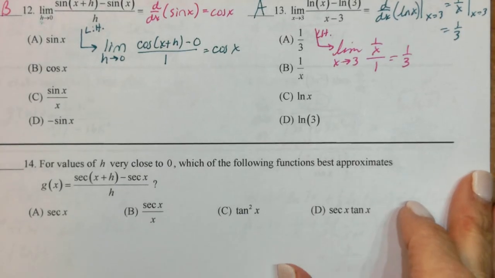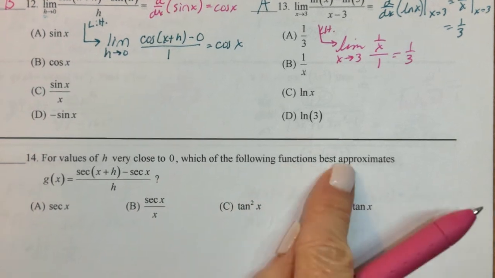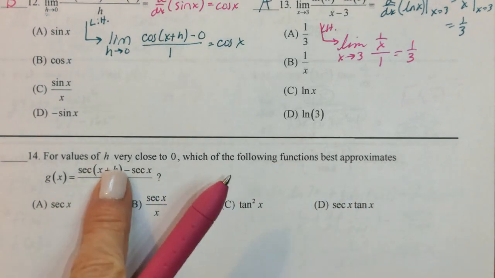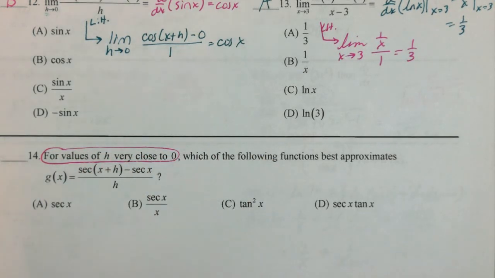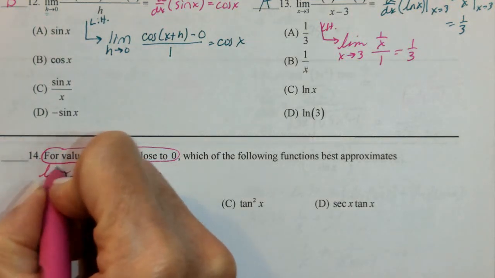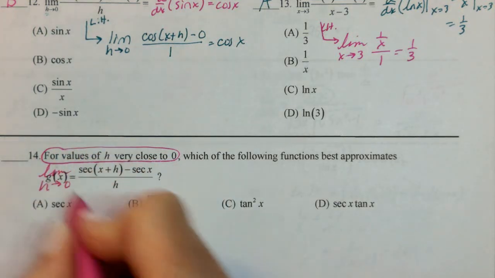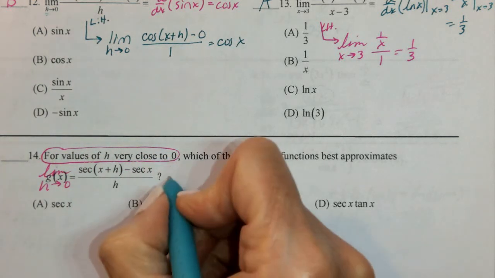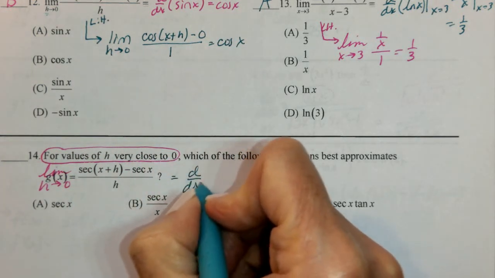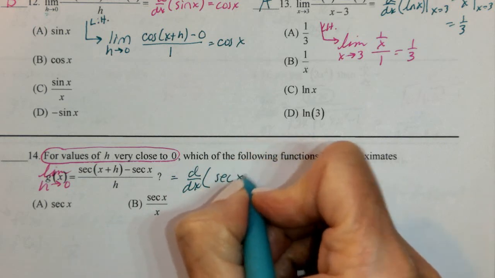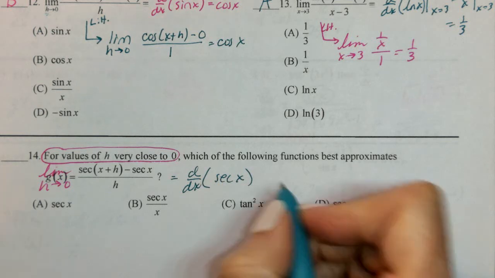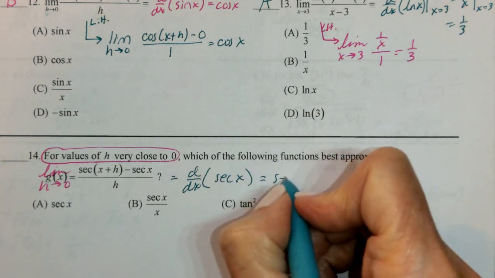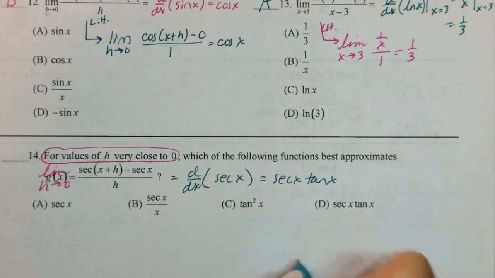Okay, number 14. For values of h very close to 0, which of the following functions best approximates this? Well, when they say this, I got this wording from a question on AP. For values of h very close to 0, that is the limit as h goes to 0 of this. So this would be the definition of the derivative of secant of x. That's the definition for that. So the derivative of secant x is secant x tangent x. D.